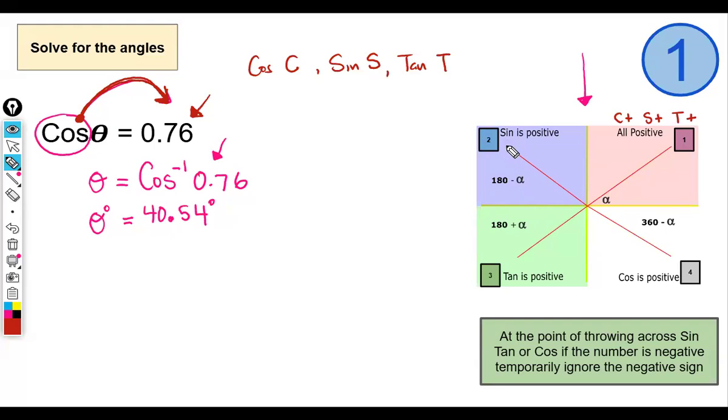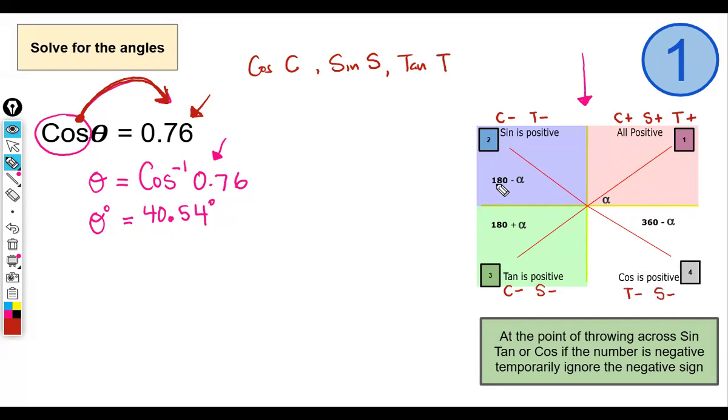In the second quadrant, the only person who is positive is sine, which means that cosine is negative and tan is negative in the second quadrant. In the third quadrant, the only person who is positive is tan. I write it in here, which means that cosine is negative in this area and sine is negative. And obviously in the fourth quadrant, cosine is positive, which means tan is negative and sine is negative.